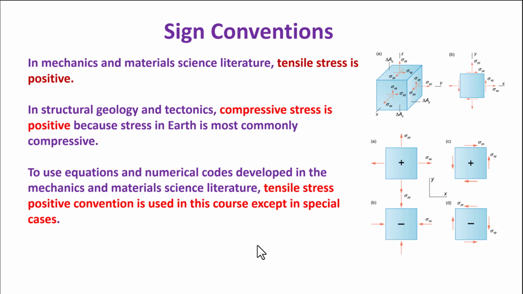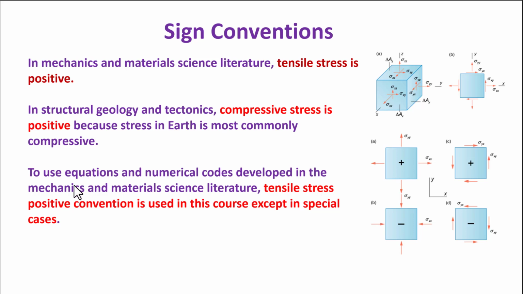Before I conclude this lesson, I want to have just a few words on sign conventions. In mechanics literature and material science literature, tensile stress is taken positive. In structural geology, tectonics, and sometimes geodynamics, compressive stress is often taken positive. The reason geologists use this convention is because stress in Earth's lithosphere is mostly compressive.